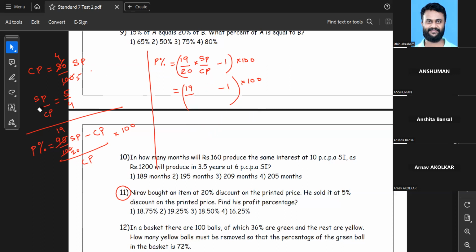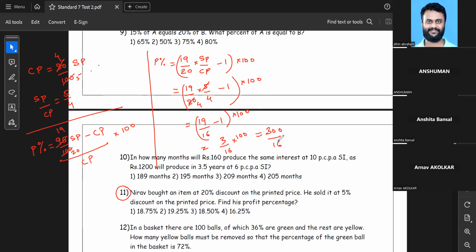I'll just rectify that. The cost price is basically 80%. 80% means 4 by 5, and that reverses to 5 by 4. So instead of SP upon CP, I will substitute 5 upon 4. I cancel over here and get 4 basically. So that gives me 19 by 16 minus 1, multiplied by 100. That gives me 3 by 16 multiplied by 100. That is 300 upon 16.